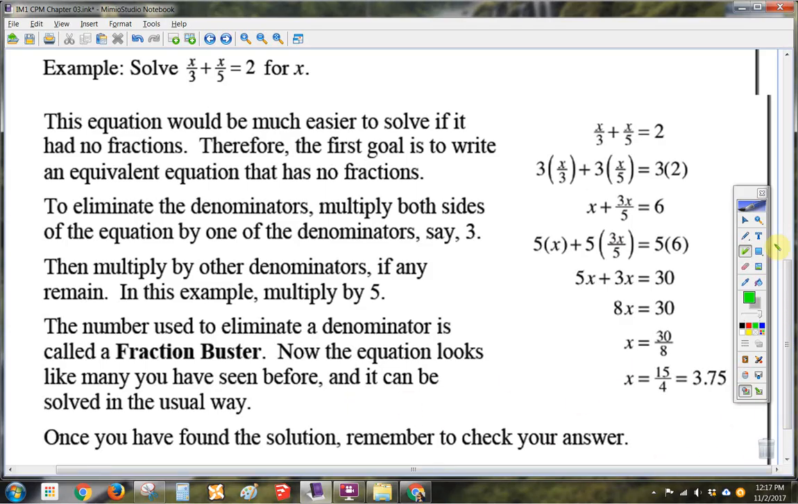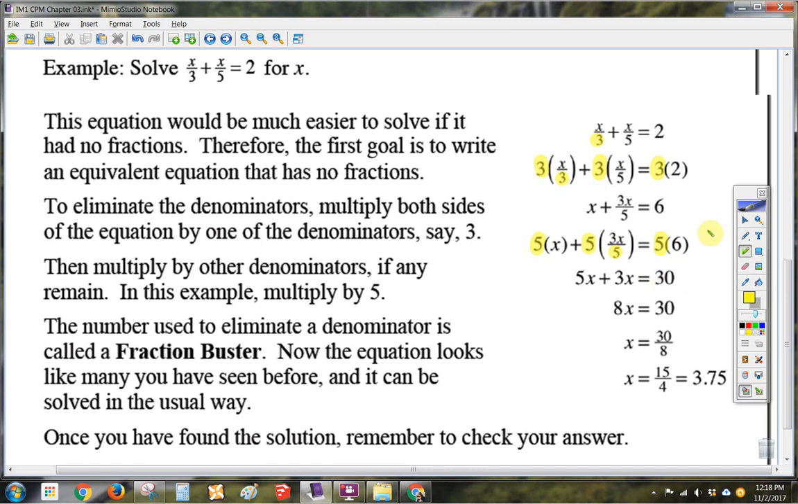So we have a 3 right here in our original equation. We're going to multiply both sides of this equation by 3. When we do that, we're going to get a big 1 right here. This is going to be 3 over 3, which will give us 1x plus 3x divided by 5 equals 6. Then we need to get rid of the 5, so we're going to multiply everything by 5, which will give us a big 1 right here. So this leaves us with 5x plus 3x equals 30.